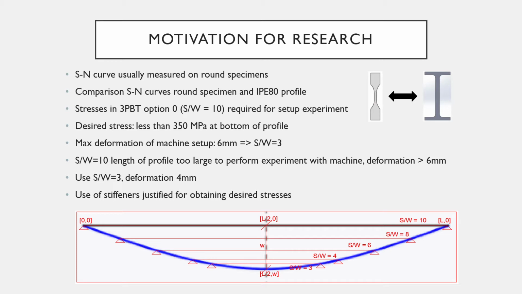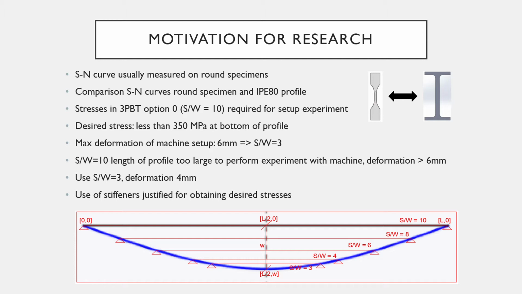The stresses in the 3-point bending test for option 0, that is without stiffeners, and S2W equal 10, as required for the setup of the experiment. The desired stress needs to be lower than 350 megapascals at the bottom of the profile, but the max deformation of the machine is 6 millimeters, so actually an S2W equal to 3 is required. With S2W equal 10, the length of the profile is too large to perform the experiment with the machine, because the deformation will be larger than 6 millimeters. That's why we use S2W equal to 3 and a deformation of 4 millimeters.